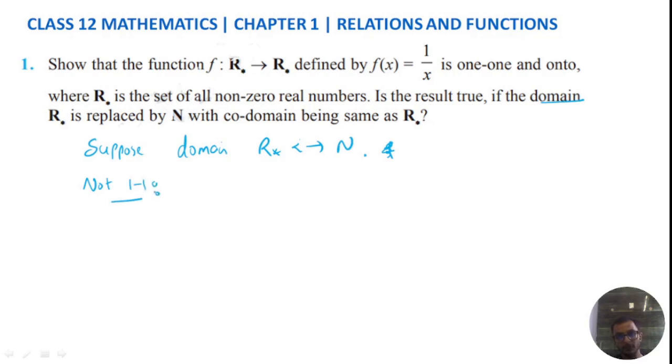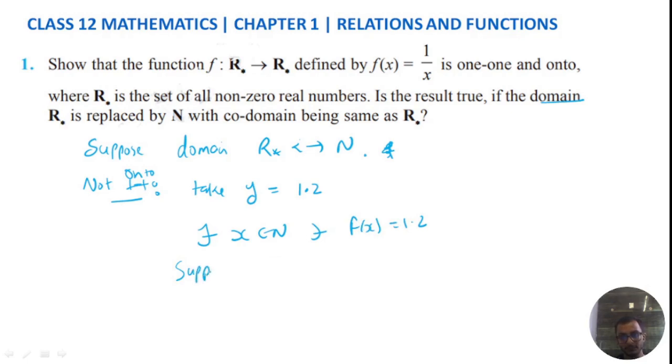Sorry, I wrote it a little bit wrong. It should be not onto. It will be one-one. First of all, I will show it will be not onto. So take y equals, what can we take? Suppose I am taking 1.2. Okay, so there does not exist any x belonging to the natural numbers such that f of x equals 1.2.